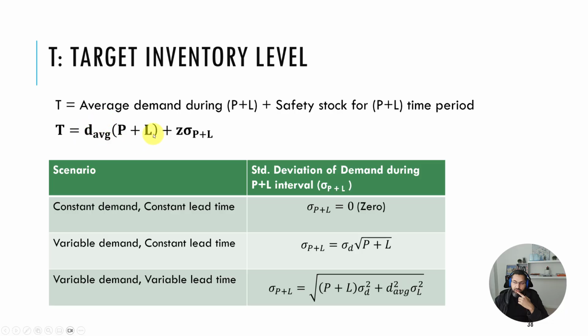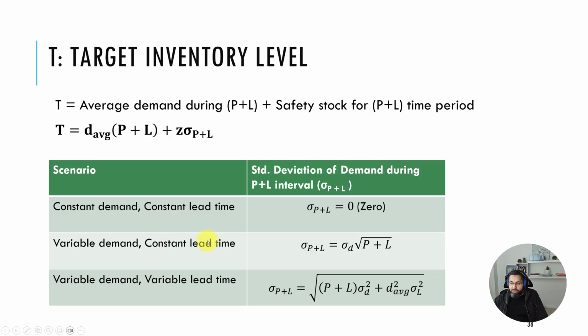This part is just the average demand during the protection interval. And then you must add the safety stock. And the safety stock must be for the protection interval P plus L as well. So it's going to be Z times the standard deviation of demand during P plus L days. Again, you're going to have three scenarios. If everything is constant, constant demand and constant lead time, which means you're not given any standard deviations in the question, then sigma P plus L will be 0. There's no variability in the system, so safety stock goes to 0, and T just becomes D average times P plus L.